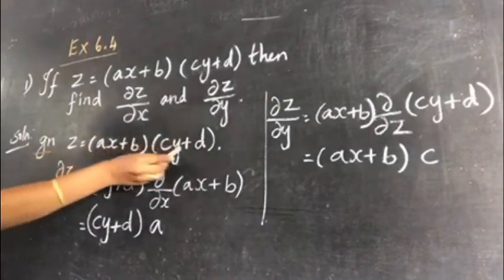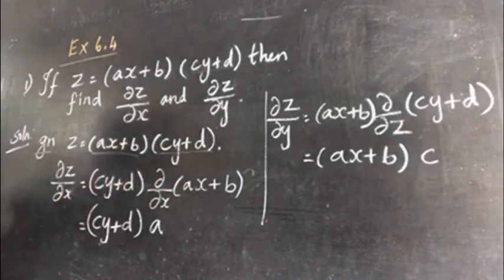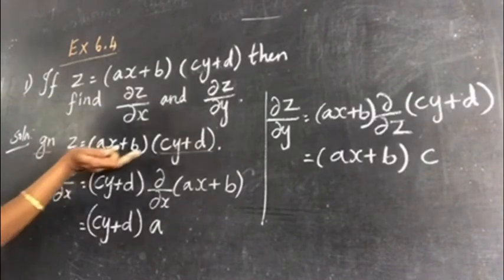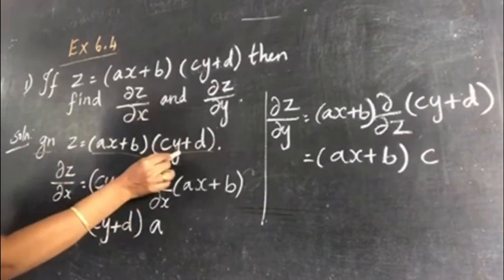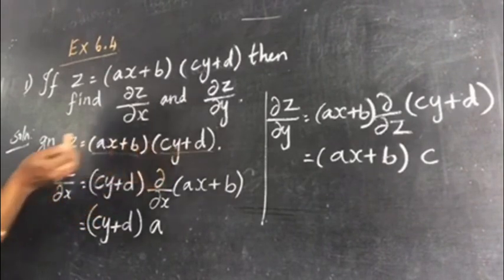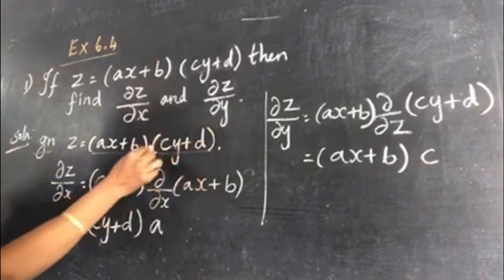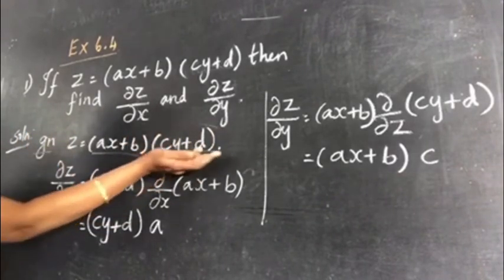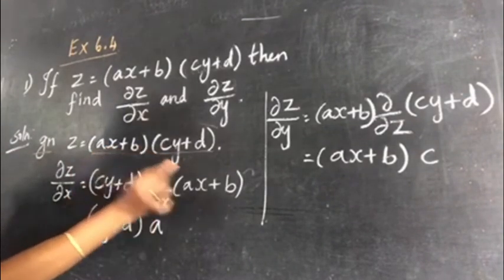So, it is given dou z by dou x. Ax plus b into cy plus d is the given term. So, here we need to differentiate it with respect to x. That means we can treat the other variable. Here a, b, c, d are constants, but y is another variable. So, while differentiating z partially with respect to x, we have to treat this term, a term with another variable, as a constant. So, cy plus d, I have taken it out. Dou by dou x of ax plus b.